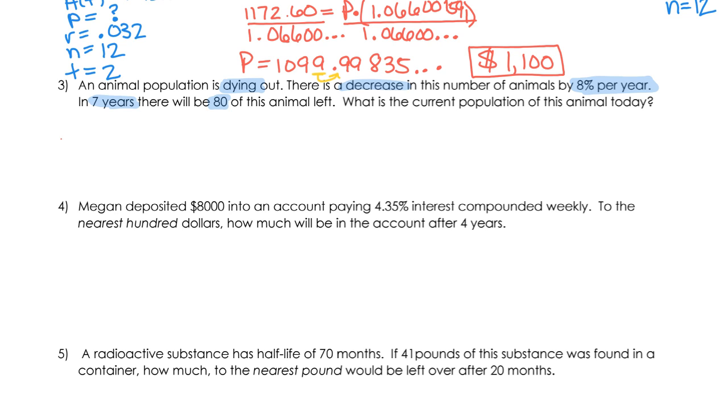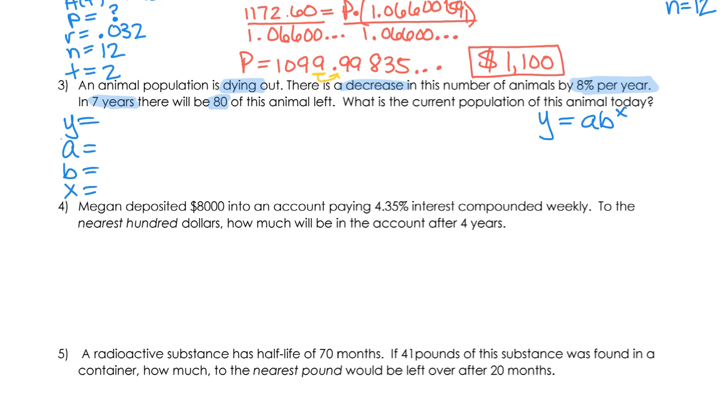All right, I did not see any compound. I did not say continuous. I didn't say half-life. So I am going to go ahead and use the first formula we learned, which is y equals ab to the x. So my variables are y, a, b, and x. Okay.